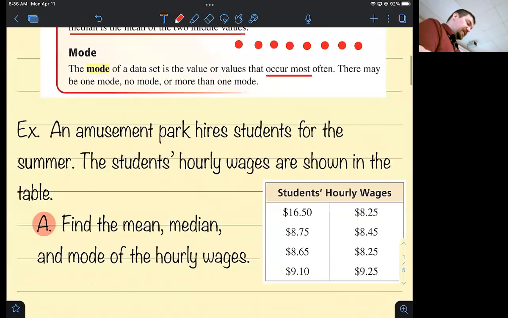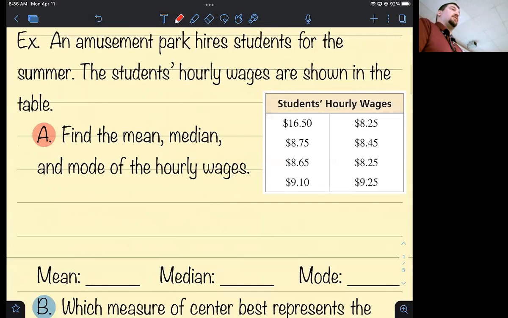All right, let's go ahead and look at our first example. You'll need your calculators for this example. So go ahead and grab your calculators, get them out, or grab one of mine if you need to.